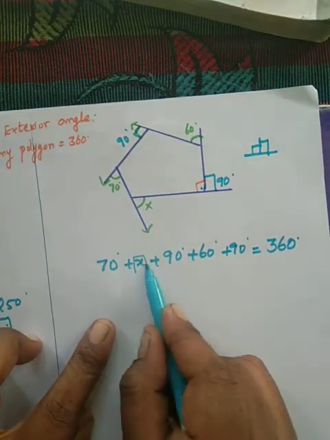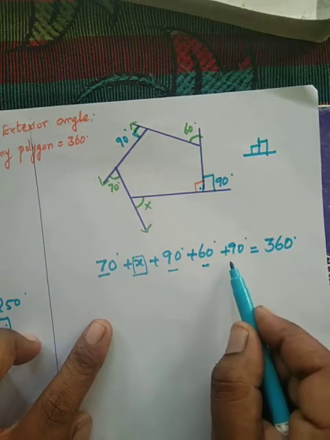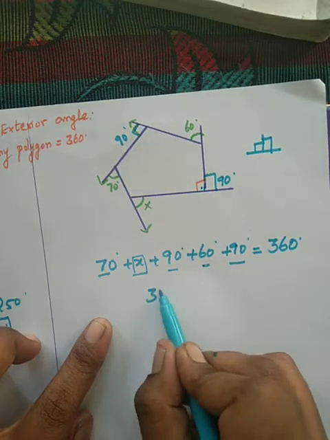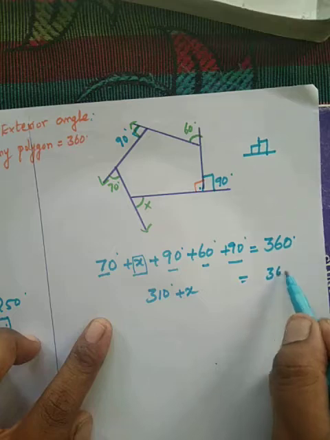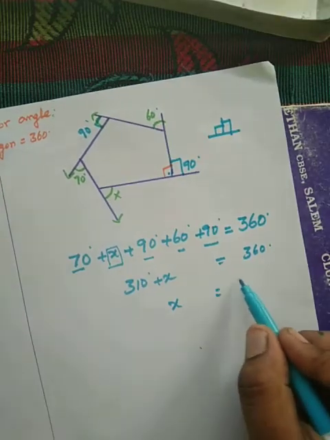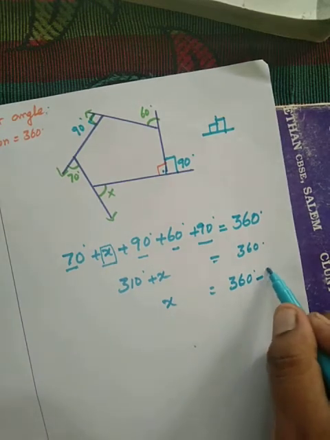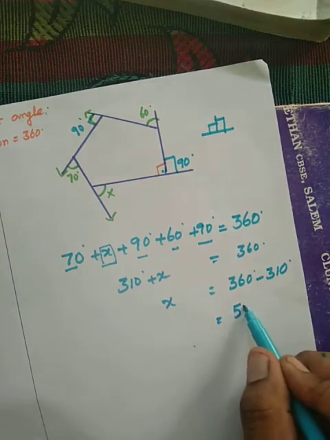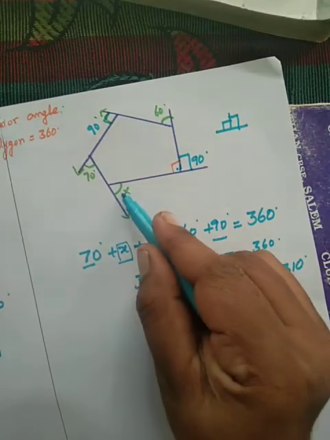Leaving alone this x, I am adding 70, 90, 60, then again 90. What will be the addition? The addition will be 310 degrees plus x, that is equal to 360. Now I want this x. So x is equal to 360 degrees, this 310 will come to this side as minus 310 degrees. So the answer will be 50 degrees. So this unknown angle x will be 50 degrees.